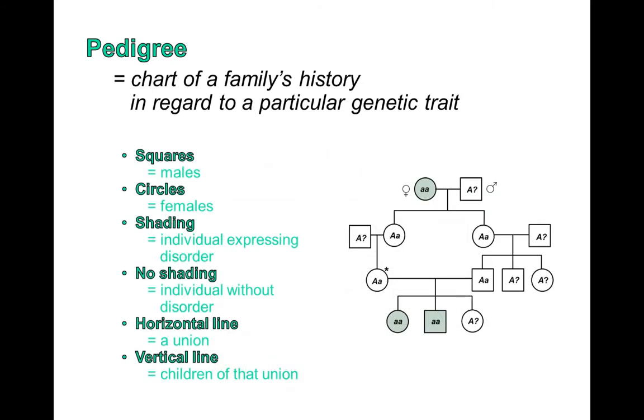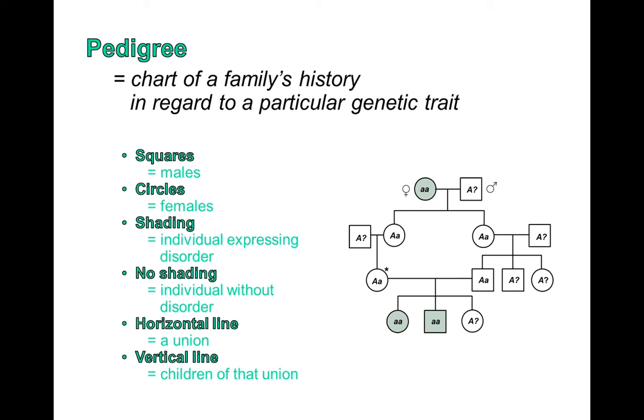So circles represent females and squares represent males. When a box or a circle is shaded, this individual has a trait or disorder that we are studying. When it is not shaded, that person is what we consider as normal.